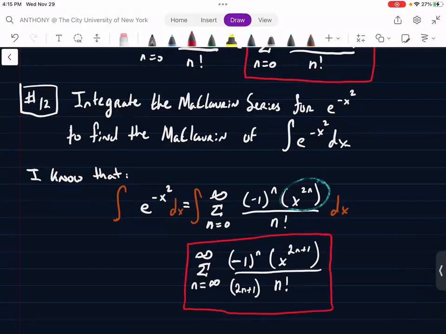I think if I show you what this looks like term by term, it would justify it. Here's my justification that this is legit.